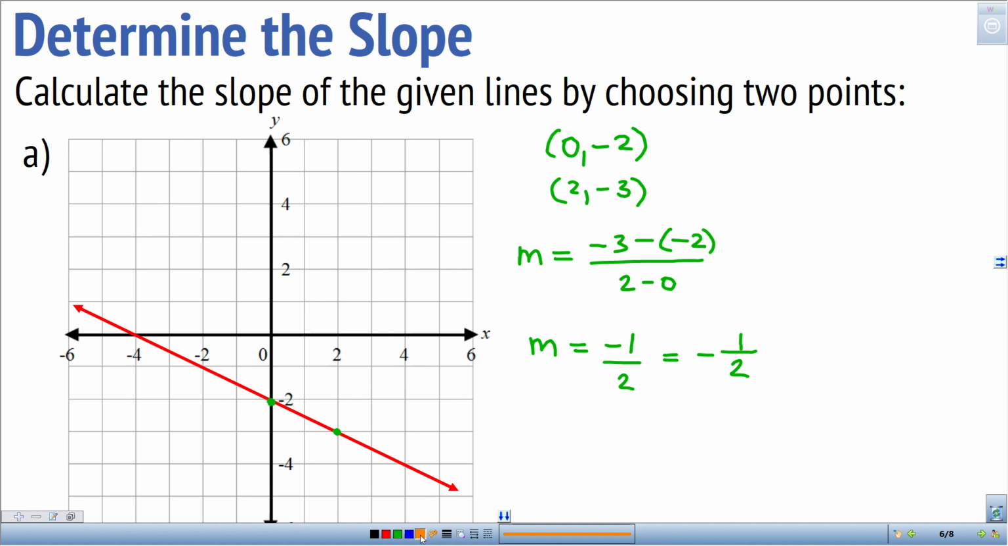You can also see it here. Remember, you can create a triangle. The rise here, because you have to go down, is negative. So you have to go down 1 and then over 2. That's why it's -1 over 2. Now the line is going downwards, right? So when the line is going downwards, the slope is going to be negative. That's a really important point. A downward line means it's going to have a negative slope.